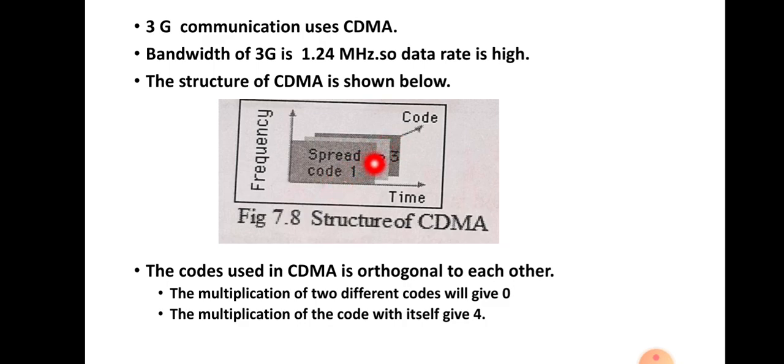Each of the users will have different code words or individual code words. All the code words are pseudo random codes, and all the code words are orthogonal to each other. So the codes used in CDMA are orthogonal to each other, that is, the multiplication of two different codes will give you the result 0. The multiplication of a code with itself will give you 4.